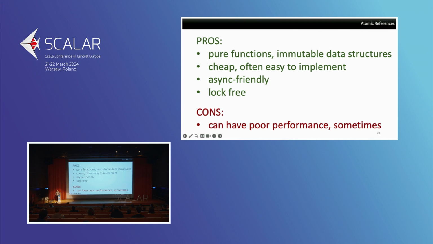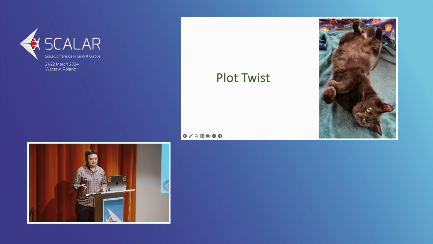mutable data structures. This is where the concurrent mutable data structures win, by the way, because they are able to distribute the contention between multiple memory locations. But usually, these are good enough and cheap to implement and easily testable and so on. So, plot twist.